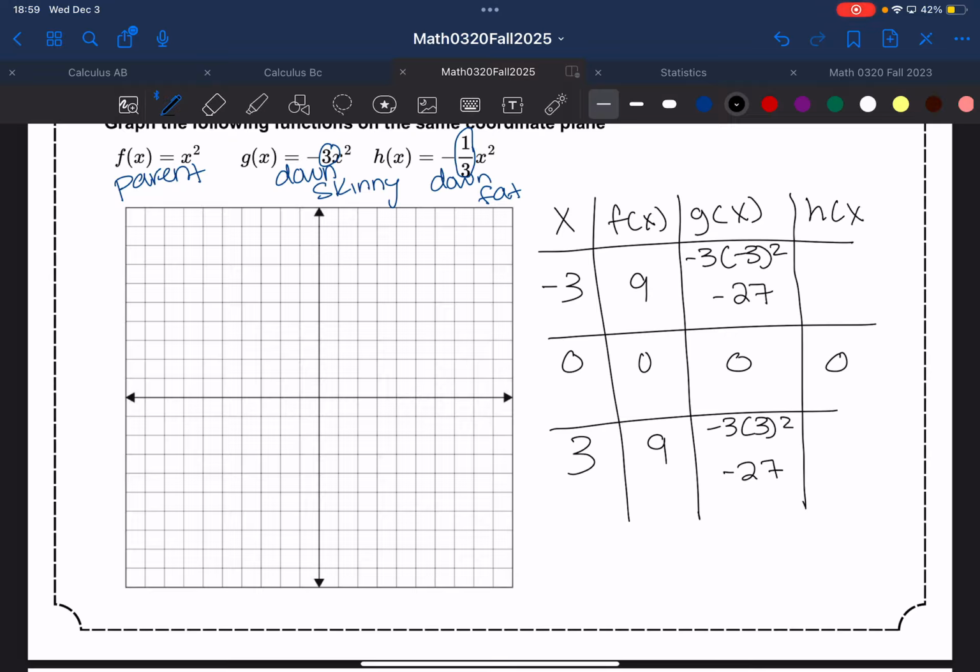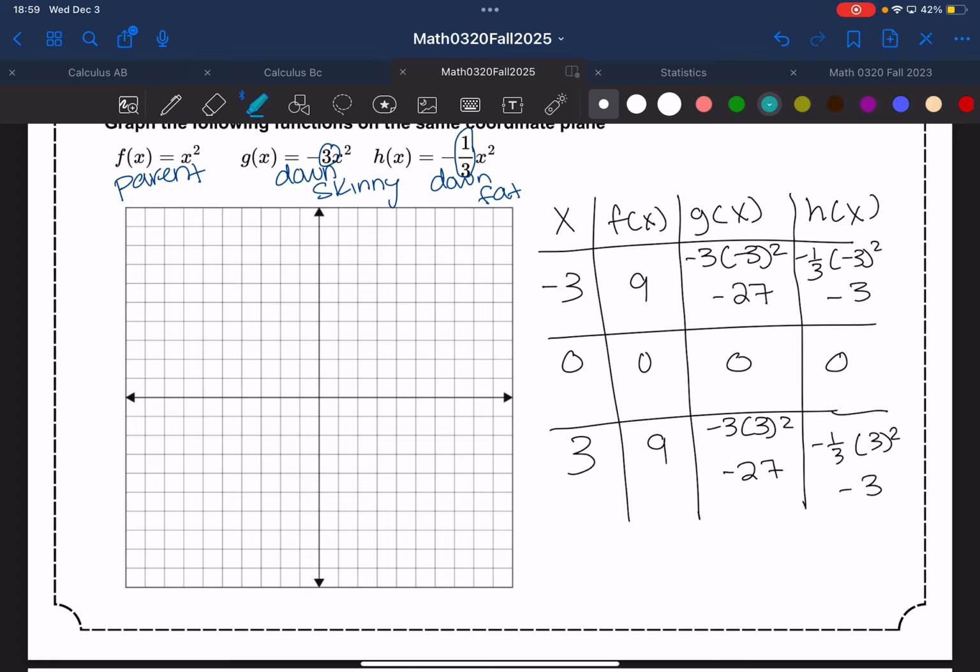h of x, we are going to multiply x squared by -1/3. So -1/3 times -3 squared. -3 squared is 9. 9 times -1/3 is -3. And then we have -1/3 times 3 squared, which is again -3 because of symmetry. So that's why I chose -3 and 3, because I know we would get pretty numbers here. But it doesn't matter. If you get decimals, that's okay. You just plot those decimals.